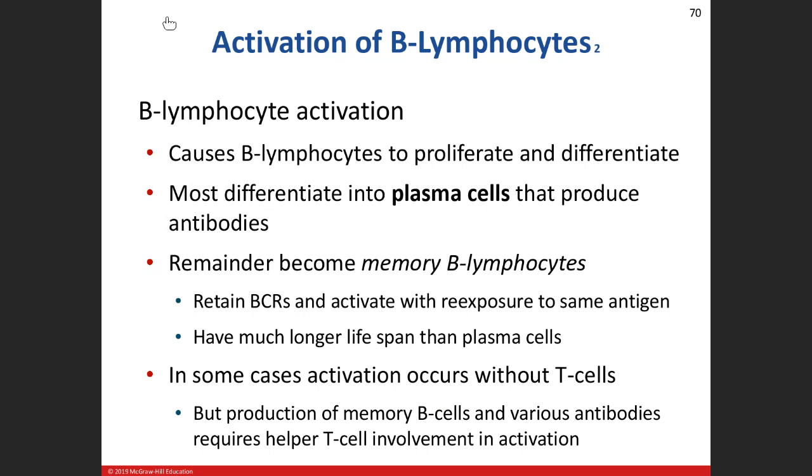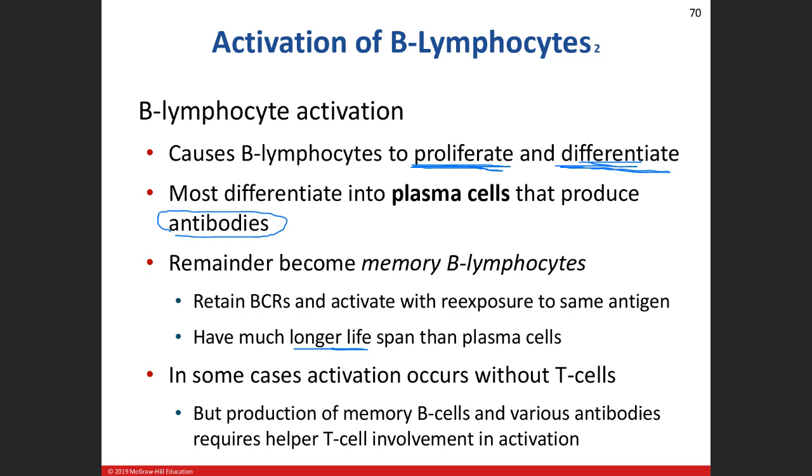Okay, so now we've activated our B lymphocyte. It's going to make clones, so it's going to reproduce or proliferate, and then it will differentiate or turn into our plasma cells, and they make the antibodies. The remainder will turn into memory B cells. Interesting fact: memory B cells live longer than the plasma cells.